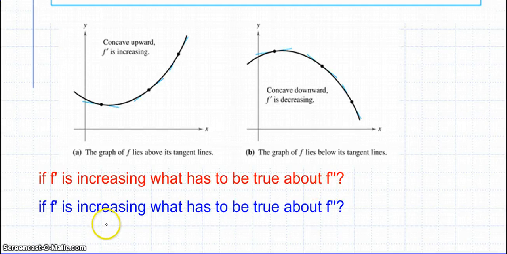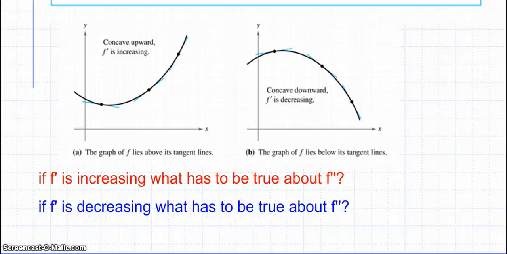And if f prime is, this should say decreasing, what has to be true about f double prime? Okay, so there I changed it to decreasing. So now I want you to pause the video and think about that for a second, and unpause it when you think you know your answer. Think about the relationship between f prime and f double prime.